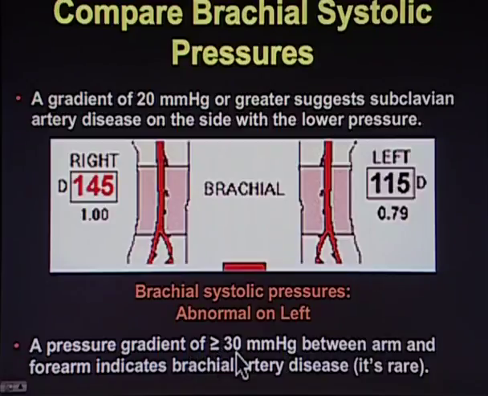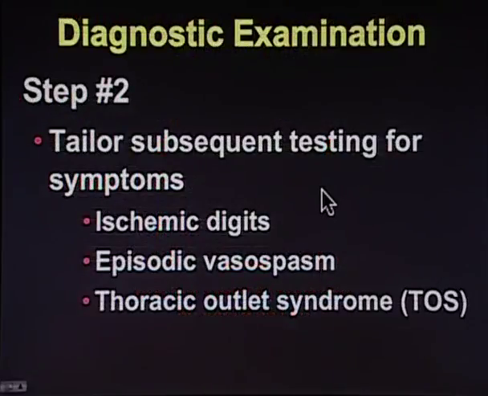Some people use a 30 millimeter gradient between the arm and the forearm in order to identify brachial artery disease, but I'll mention that brachial artery disease is pretty uncommon. Now, the second part of the diagnostic exam is that we will tailor the exam to the specific conditions that the patient presents with. This might be ischemic digits, it might be episodic vasospasm or Raynaud syndrome, or it could be a positional situation in which the patient experiences numbness, weakness, or pain when their arm is in a certain position. So we'll evaluate them for thoracic outlet syndrome.